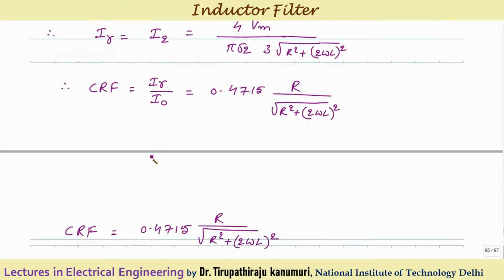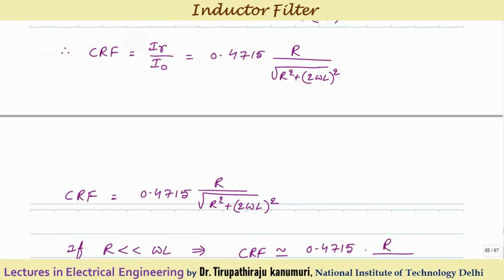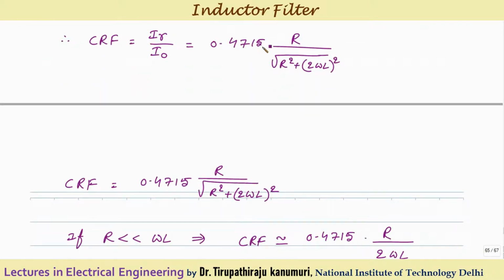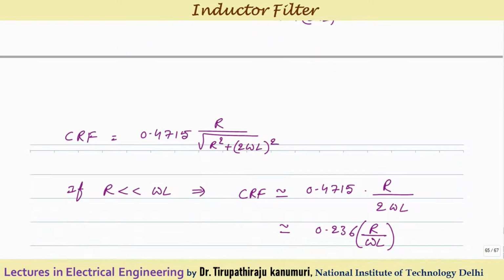From this I can calculate the current ripple factor, which will be IR divided by I0. The ripple component IR we have calculated here, I0 we have calculated above. So when you substitute and simplify, you will get your answer as 0.4715 times R divided by square root of R square plus (2 omega L) whole square. From this you can observe that as the value of L is increasing, automatically the ripple factor is decreasing, or we can say the output ripples are removed as the value of the inductance is increased for a given value of R. In the same way, if the value of R is decreased, then automatically the ripple content is decreased for a given inductance.